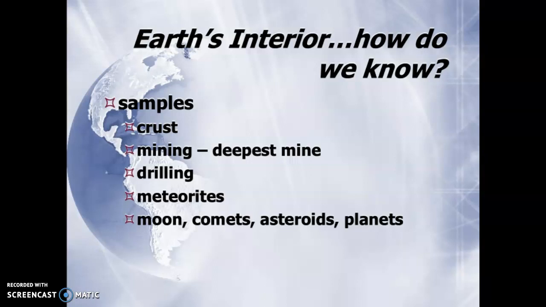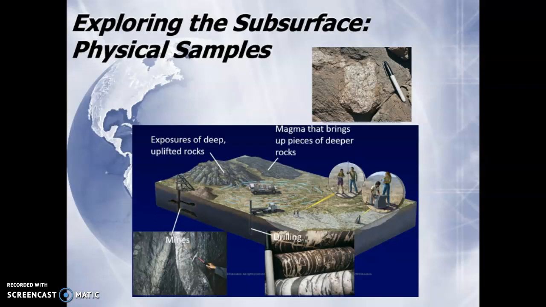So first of all, the most obvious answer to how we know what's inside the Earth is we collect physical samples. And some examples here are listed. We can go out and collect chunks of rock from the crust. We can drill down into the crust, and we dig mines. So we dig holes in the ground that allow us to sample the materials that the Earth is made of.